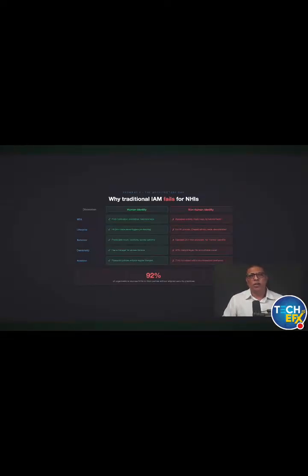One is no MFA. Human identities are protected by multi-factor authentication. NHIs bypass MFA entirely. A service account authenticates with a static key. An API token does not get a push notification on a phone.